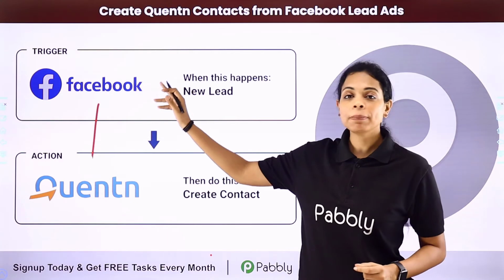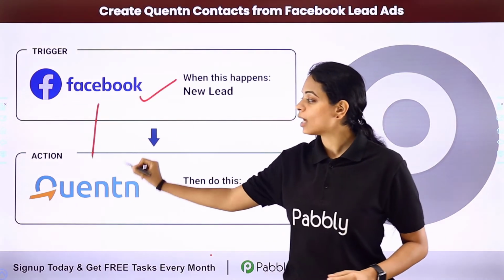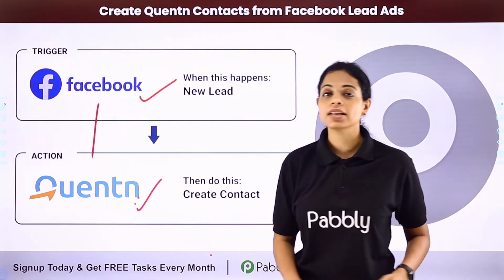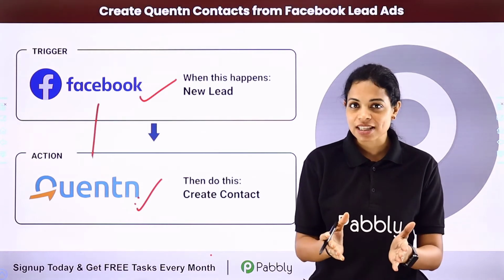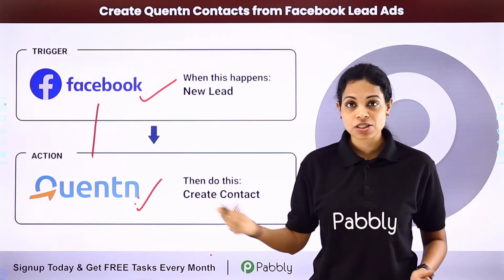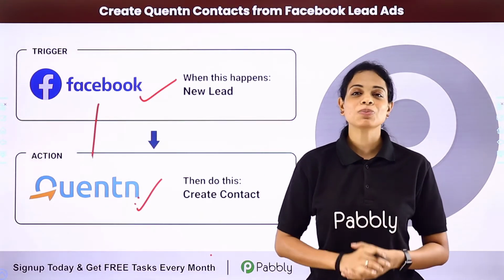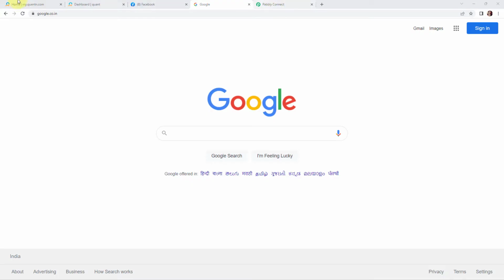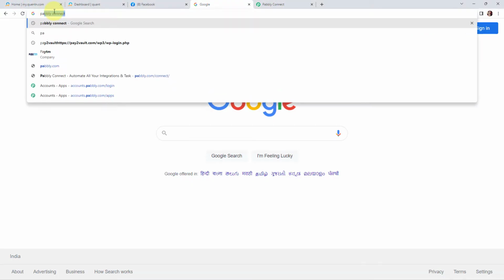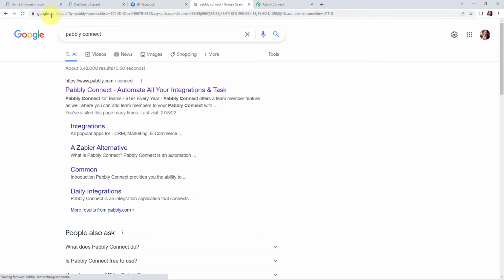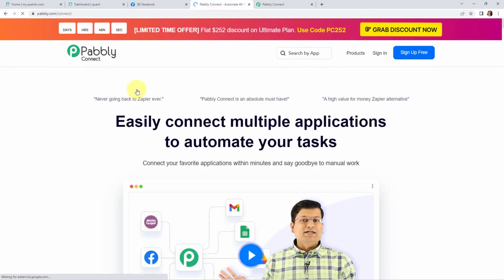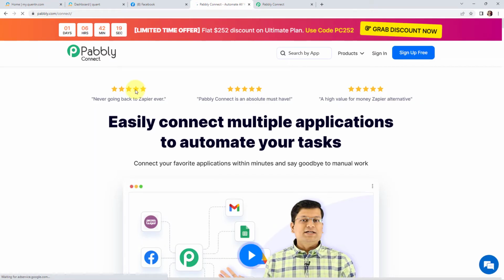Here, your trigger application would be Facebook and your action application would be Quentn. Now, how can you do this yourself and automate this entire process? To understand that, let me take you to my screen. To begin with the process, we are first going to type the URL pabbly.com/connect, and as we do that, it will take us to the landing page of this software.